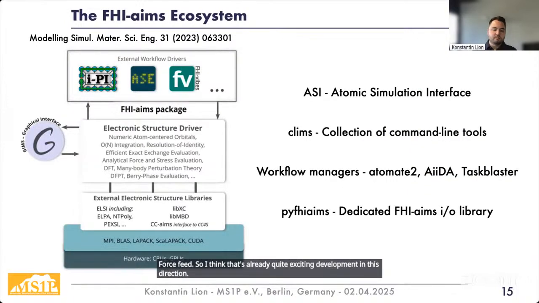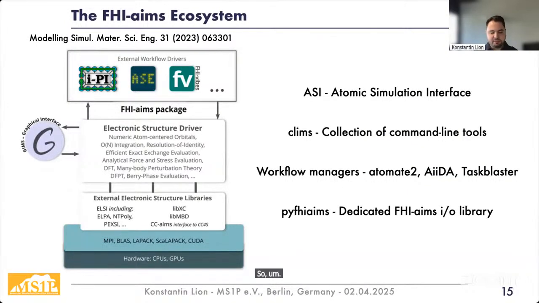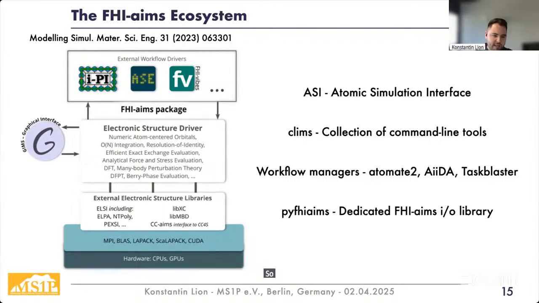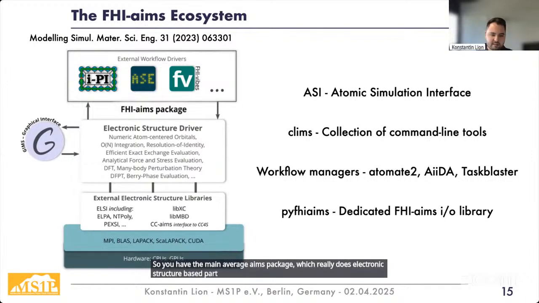So that's FHI-aims and some more focus on the hybrid functionals, but FHI-aims as a whole is, of course, a large ecosystem. So you have the main FHI-aims package, which really does the electronic structure-based part, but FHI-aims is really based on several external libraries which are open source and which I think is critical for any kind of electronic structure code. And that includes, for one, ELSI.